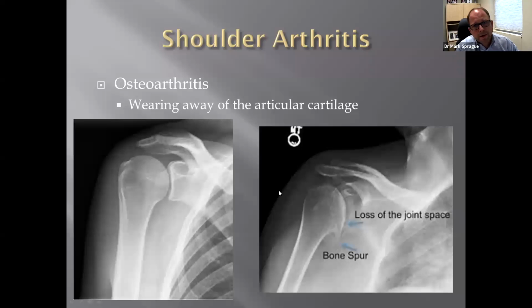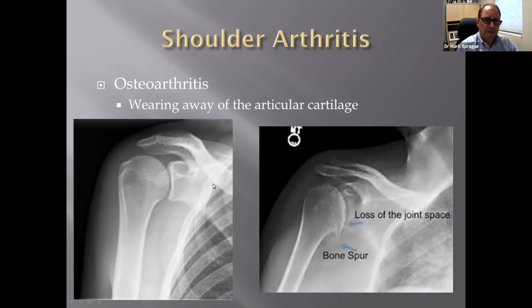Who gets it? The same people that get arthritis of the hip and the knee. If you have the gene for osteoarthritis, or if it's something that runs in your family, the same people that get hip and knee arthritis can also get shoulder arthritis. Certainly people that have had a history of trauma to the shoulder can develop something called post-traumatic arthritis, or people that were overhead athletes their whole entire lives and use their joint a lot can have shoulder arthritis.